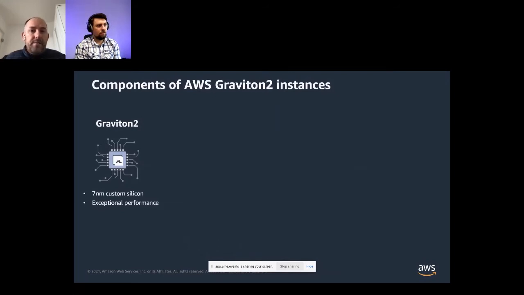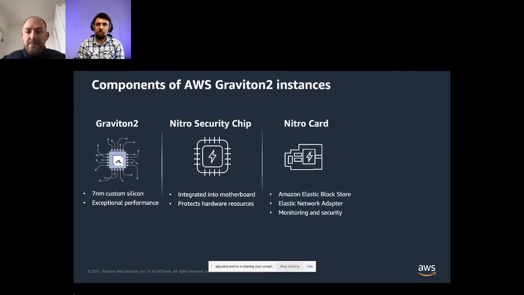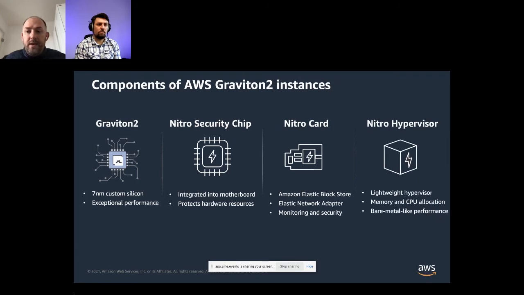And components of AWS Graviton instances are, of course, Graviton 2 CPU itself. Then we have Nitro security chip integrated into motherboards and protects hardware resources. And we have a Nitro card, which is a connector to Elastic Block Store, which also acts as Elastic Network Adapter and is being used for monitoring and security. And here, Nitro Hypervisor. Its responsibility is memory and CPU allocation. And that gives us bare metal-like performance.